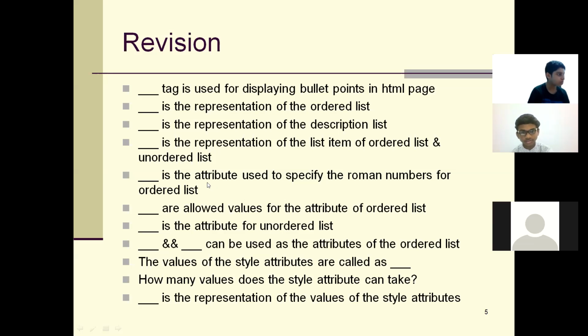And the next one goes to Sean. Dash is the attribute used to specify the Roman numbers for ordered list. Type. Right, perfect. Very good, Sean. Now the next one, I'll give it to Dhanush.